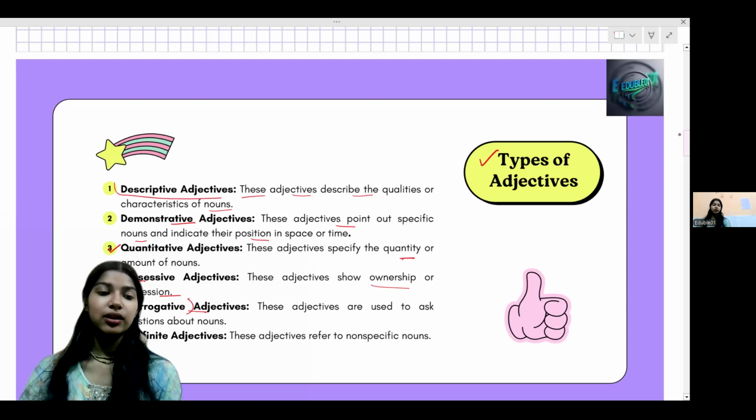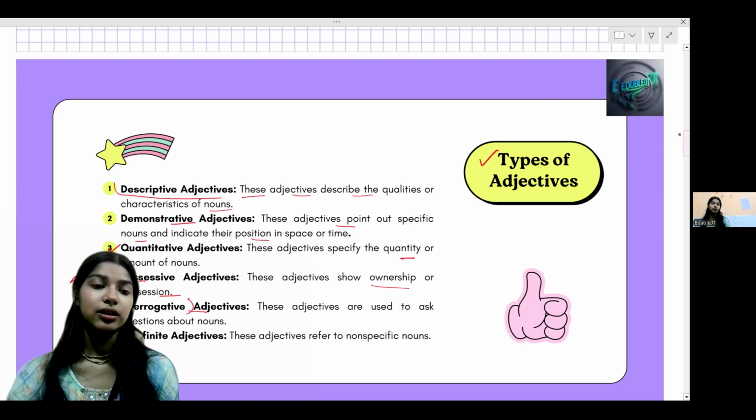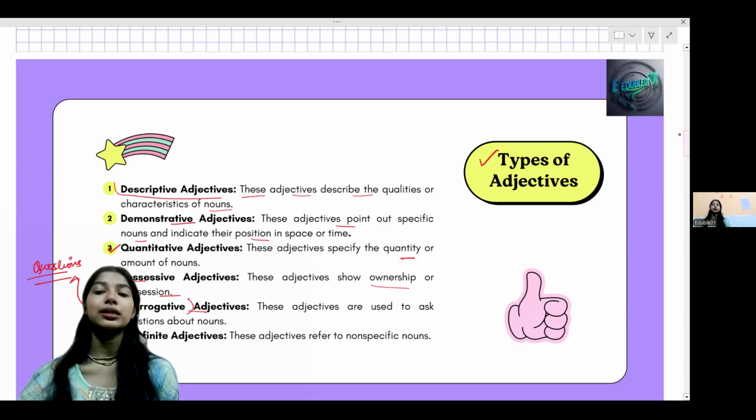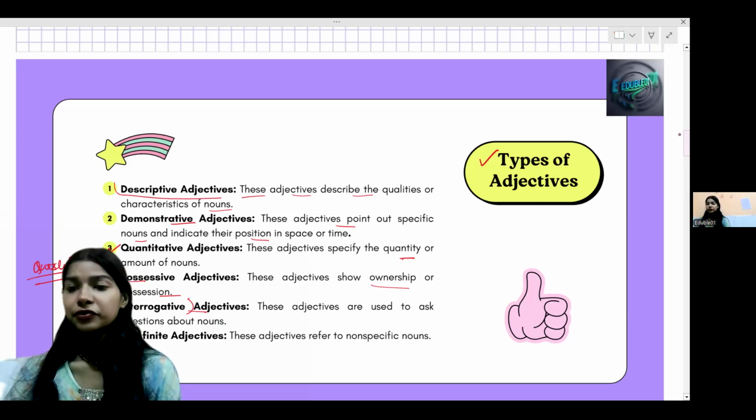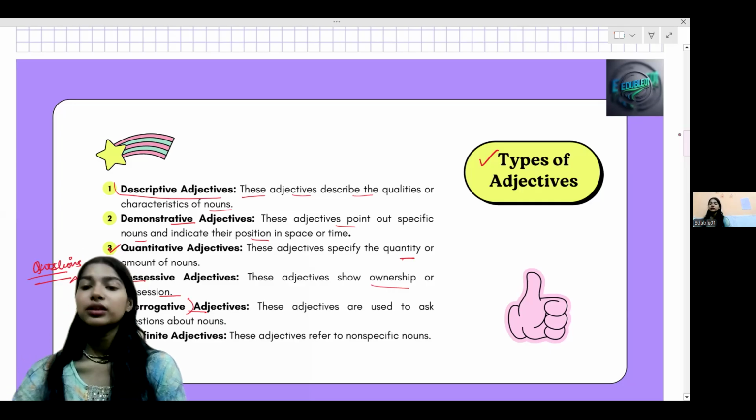Okay, so whenever we are seeing the word interrogative, it is always related to some questions. So remember that in any part of speech, not only adjectives, when you are going to see the word interrogative in the whole of grammar, it only means questioning. Okay. Next is indefinite adjectives.